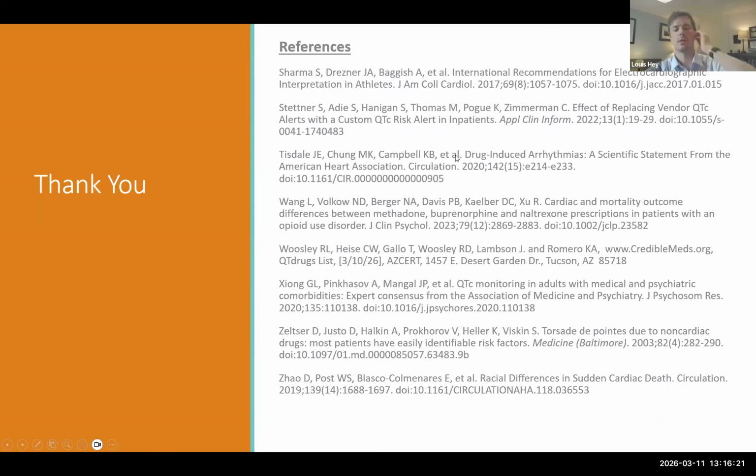This Tisdale paper is a good one. That was the consensus statement. But this author is a fairly prolific publisher in the realm of prolonged QTs, and he has his own risk score. So yeah, I'll open it up to any questions.